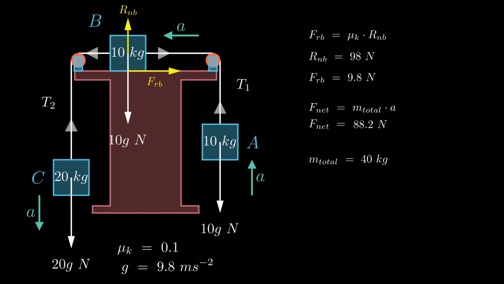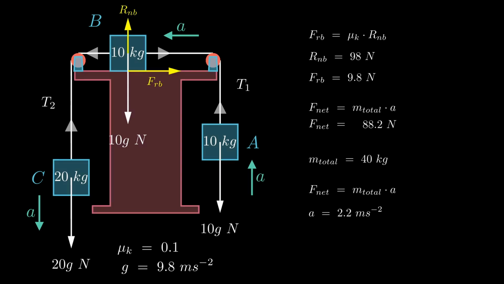Now that we have all the information, we can calculate the acceleration of the system using Newton's second law. Substituting the calculated values for net force and total mass into the expression, we obtain the following equation. Solving this equation yields an acceleration of 2.2 meters per square second. I trust the explanation on calculating acceleration was clear.